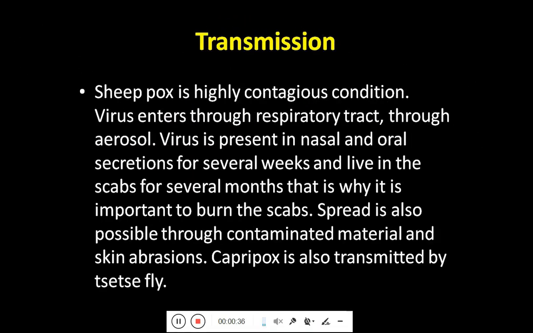Sheeppox is a highly contagious condition. The virus enters through the respiratory tract as aerosol spread, and the virus is present in the nasal and oral secretions for several weeks and lives in the scabs for several months. That is why it is important to burn the scabs of the lesions. Spread is also possible through contaminated material and skin abrasions. Capripox is also transmitted by the tsetse fly.